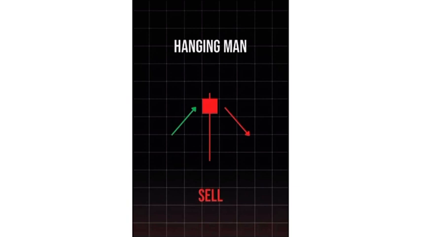Next we have the hanging man. When you see this one, you see candles going all the way up, green candles going all the way up, and then you see this candle form, right?